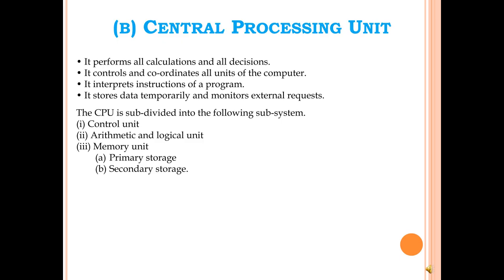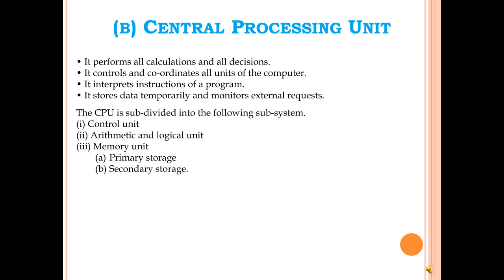Now, what does the central processing unit do? It performs all calculations and decisions. It controls and coordinates all units of the computer. It interprets instructions of a program, stores data temporarily, and monitors external requests.